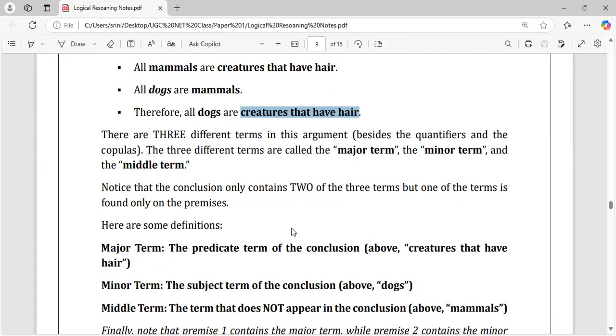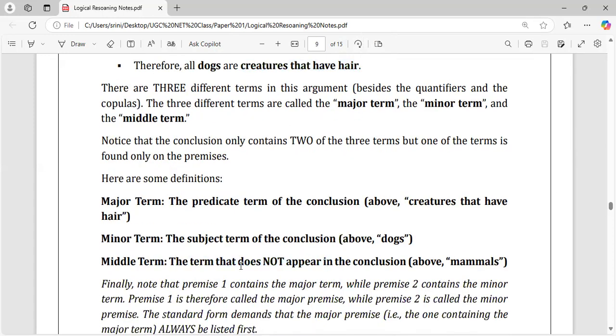Above, creatures that have hair is the major term. We can simply say that a term which participates in the conclusion as the predicate is the major term. The subject term of the conclusion is the minor term. Here it is dogs. In the conclusion, the subject is the minor term, and the conclusion predicate is the major term.